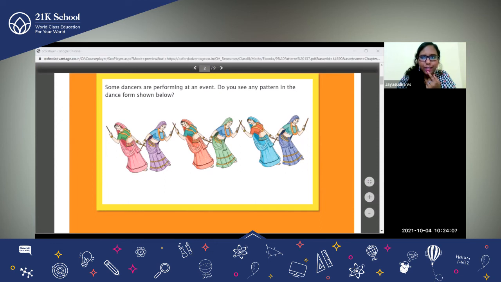Shreya is ready? Ma'am, the sticks are up and down in that pattern, and the ladies are left and right in that pattern. One on the left, one on the right. Can you see the zigzag pattern over here? Yes, zigzag order. Correct.